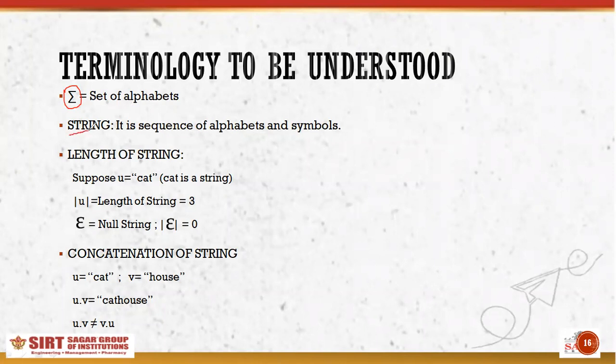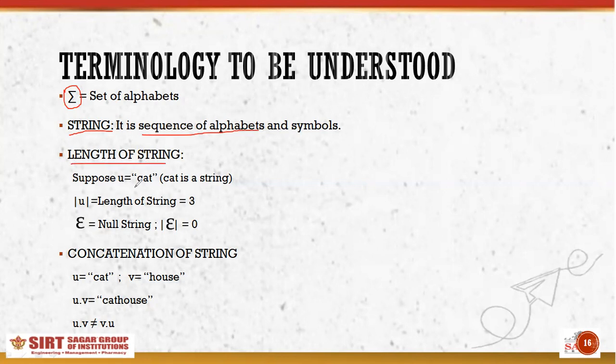Next thing is string. Now, what is string? Whenever you write those alphabets, whatever alphabets you have got in sigma, whenever you write a sequence of alphabets, you will get a string. Now it depends on from language to language whether that string has some meaning or not. Okay. Now, next is length of string.